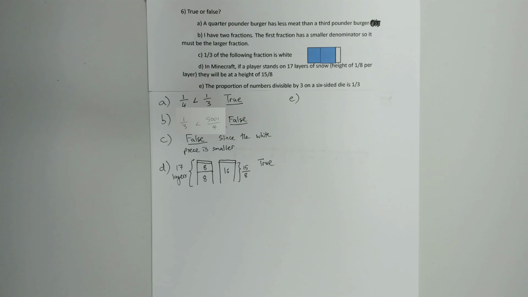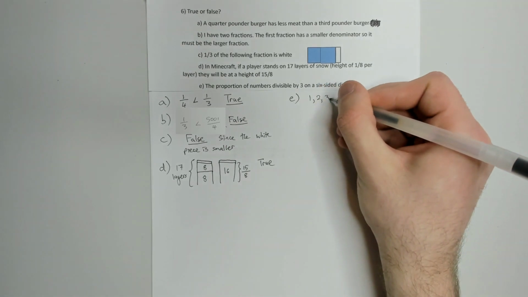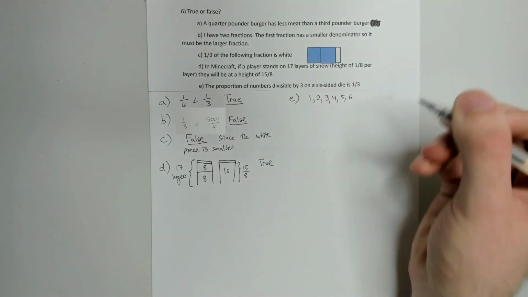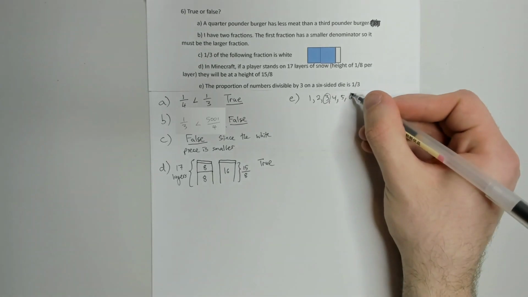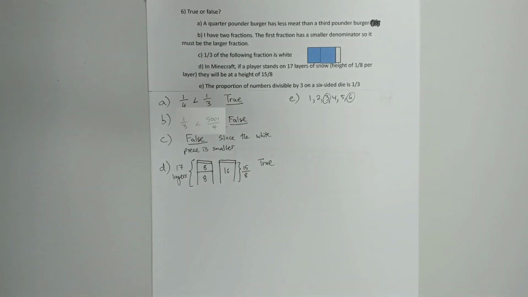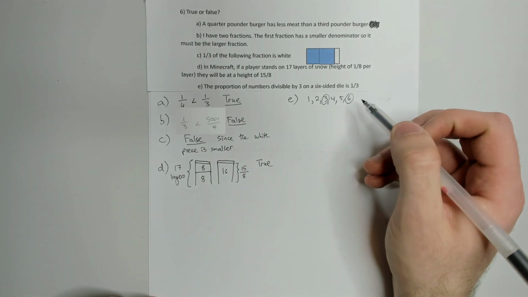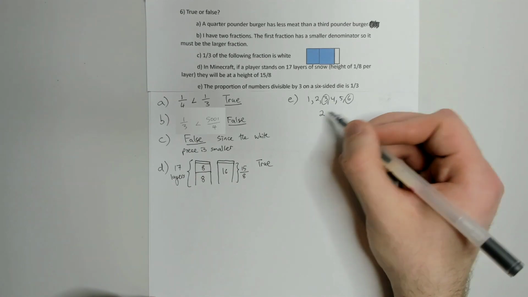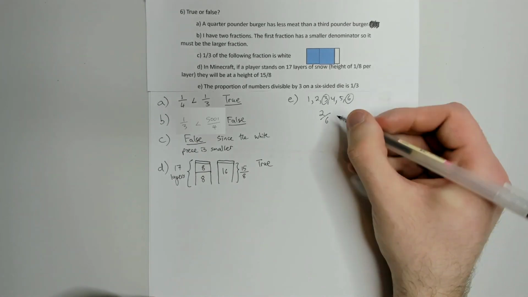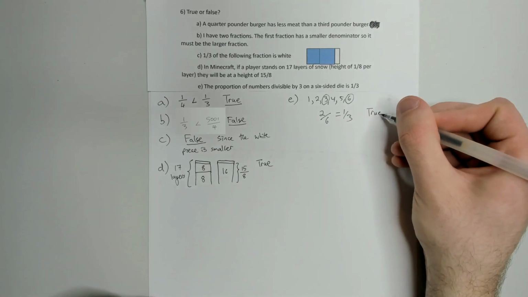And lastly, it says the proportion of numbers divisible by 3 on a 6-sided die is 1/3. All right, so on a 6-sided die, the options we have are 1, 2, 3, 4, 5, and 6. And we're looking for the numbers that are divisible by 3. So 3 is divisible by 3, and 6 is divisible by 3. 1, 2, 4, and 5 are not. So the proportion of numbers divisible by 3 on this 6-sided die is the number of numbers that are divisible by 3, so that's 2, out of the total amount, which is 6, so 2 out of 6. But this can be simplified to 1/3, so E is a true statement. All right.